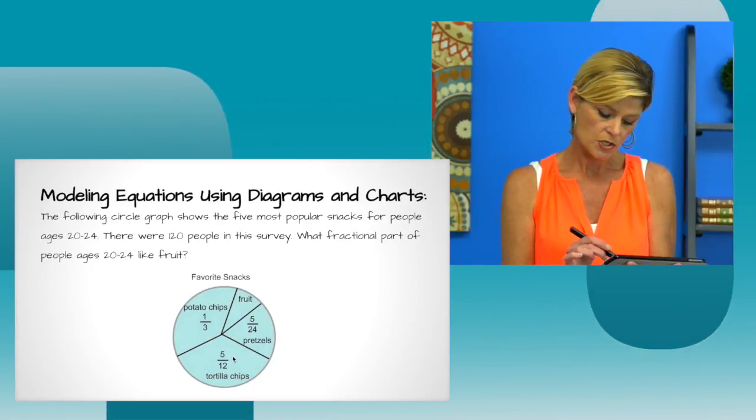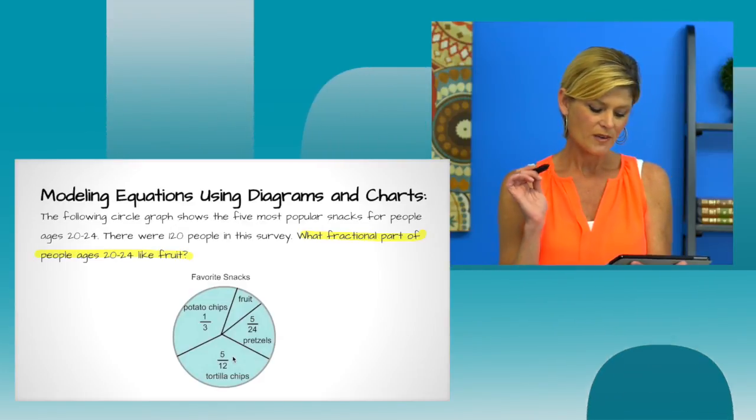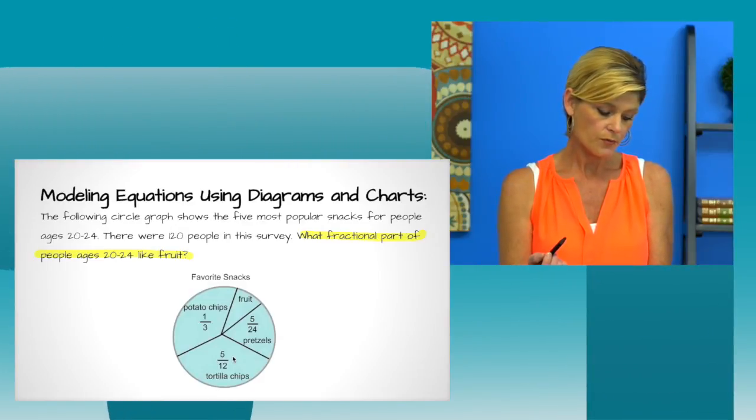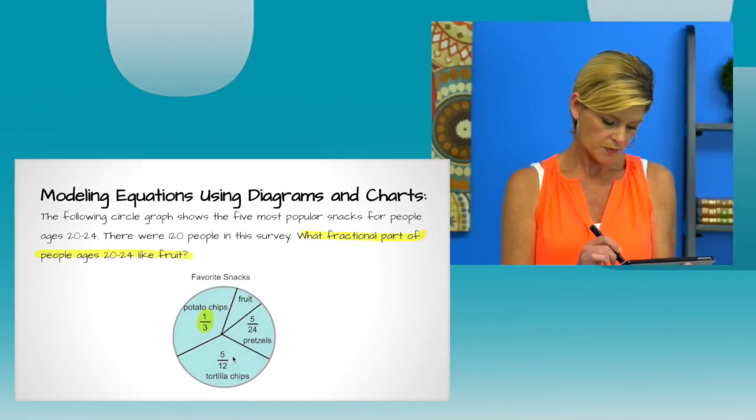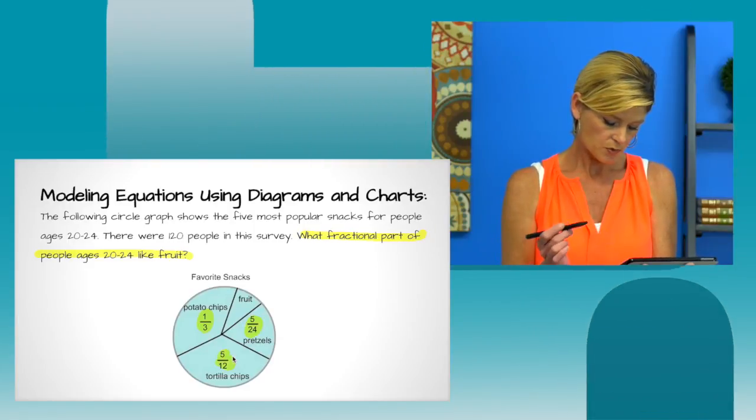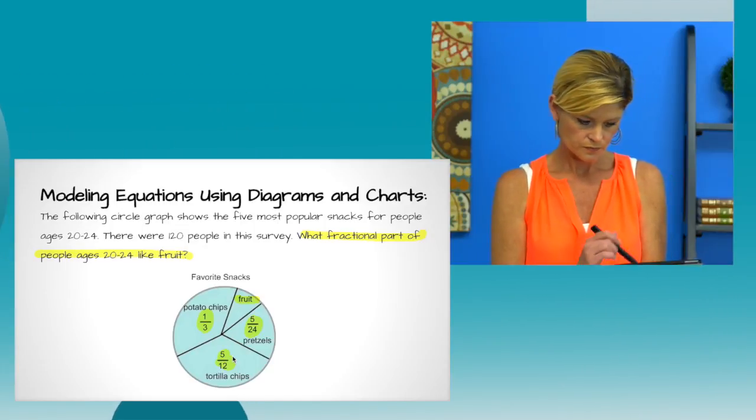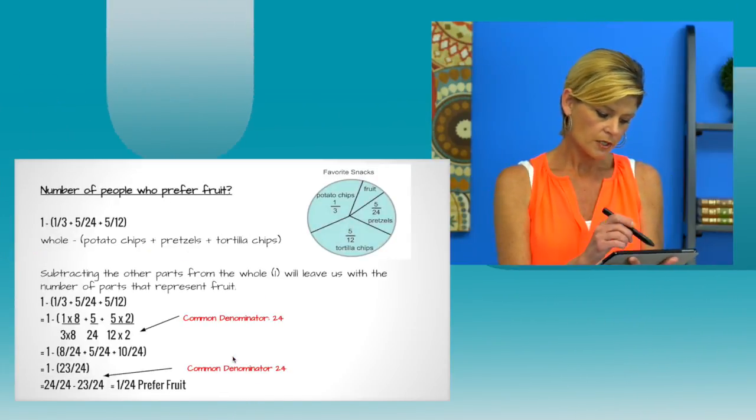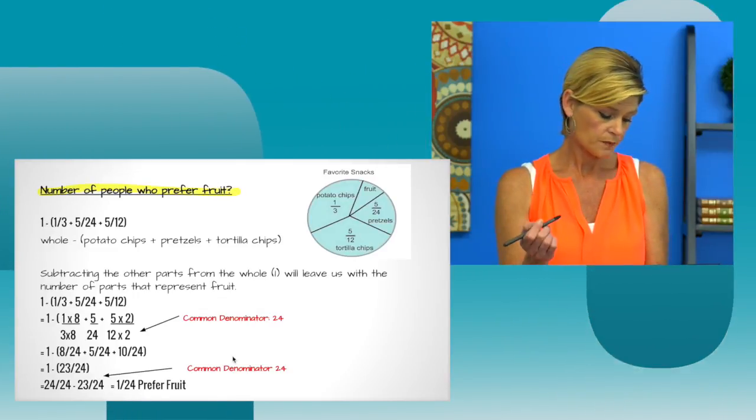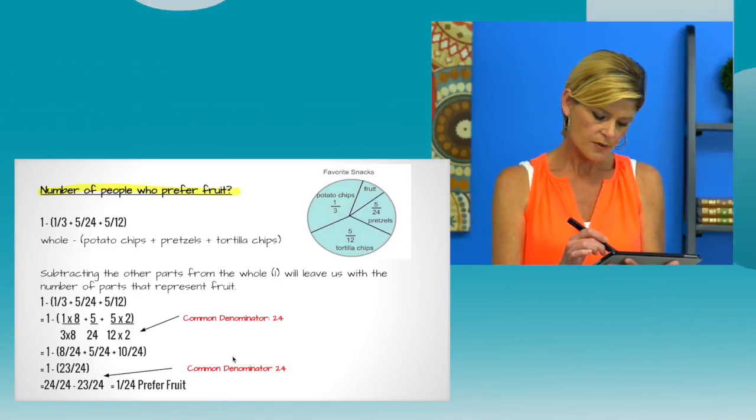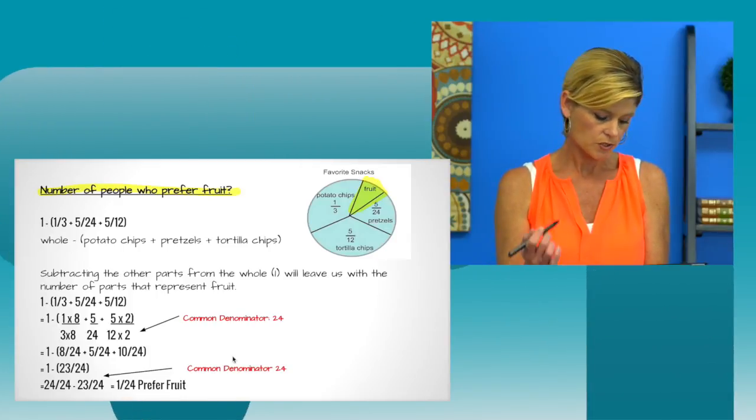Here's our question, and it's important to identify exactly what they're asking. What fractional part of people ages 20 to 24 like fruit? And here's our graph. We've got 1/3 of people liking potato chips, 5/24 pretzels, 5/12 tortilla chips, and fruit, we don't know. That's what we're being asked to solve. Okay, so essentially what we're looking for here is how many people prefer fruit. So the first thing we need to do is figure out how much of the pie graph this fruit section takes up.